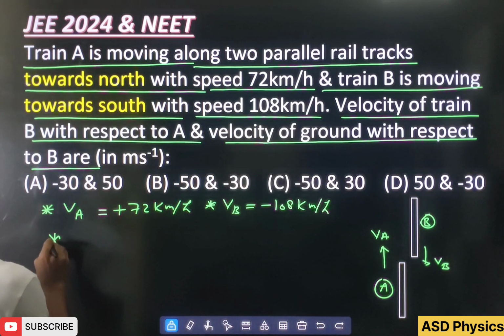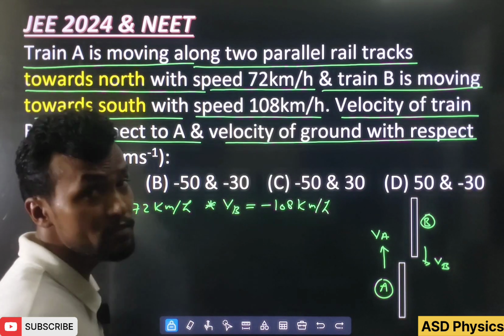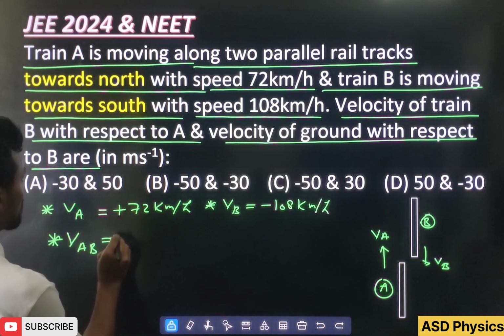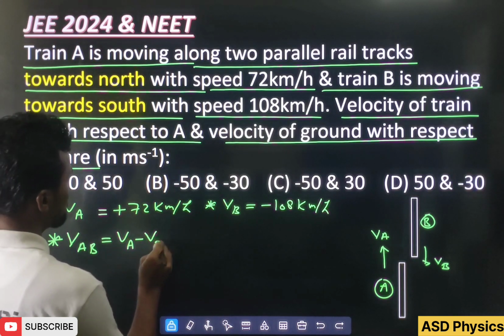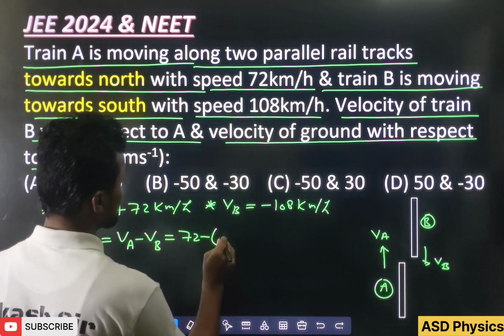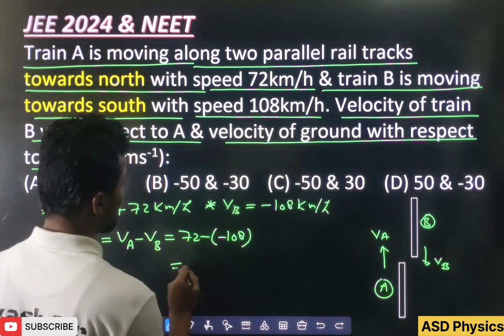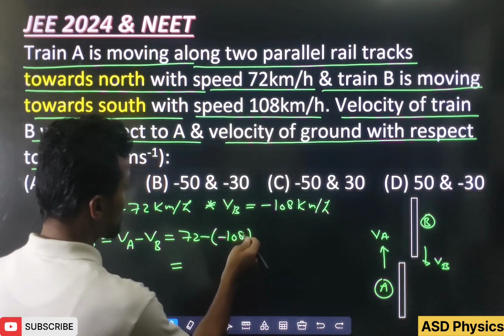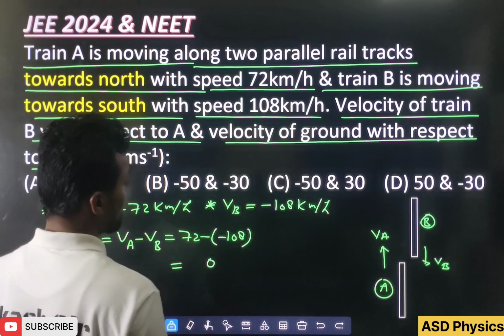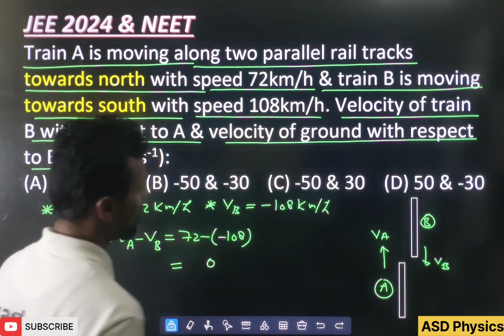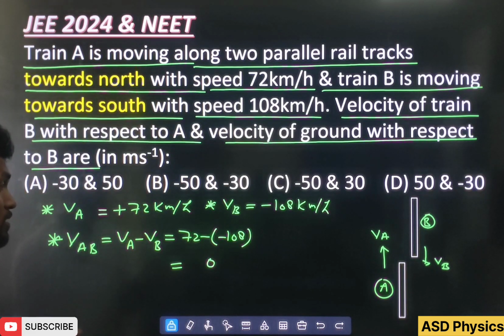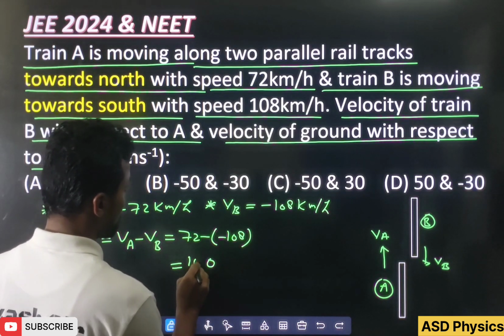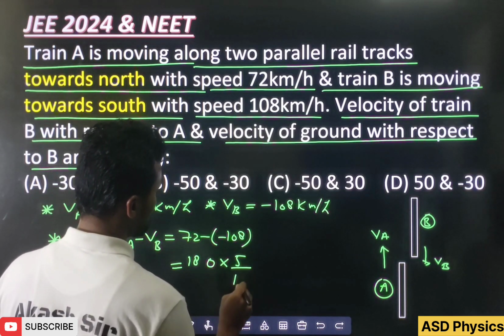Now students, in the question, what they are asking here is the velocity of train A with respect to train B. Velocity of train A with respect to train B is given by VA minus VB. Opposite direction means 72 minus 108. If we simplify this, 72 minus 108, that means 72 plus 108 is 180, multiplied by 5 by 18.